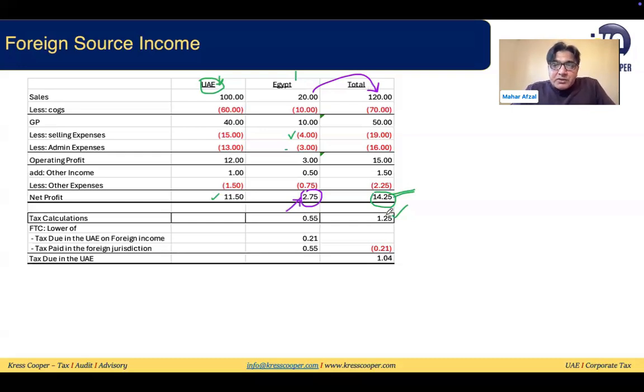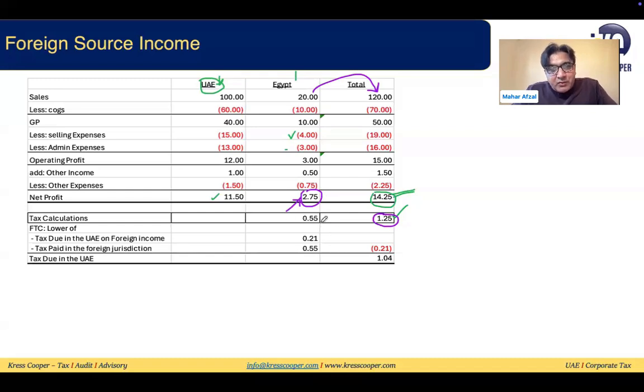Anyway, so this is my taxable income as per the UAE law. Now they said they have already paid tax outside the UAE, but the UAE law says you can claim a maximum of 9% of your tax due within the UAE, or whatever tax you have paid outside the UAE, whichever is lower, as a foreign tax credit. You cannot claim any foreign tax credit beyond this.